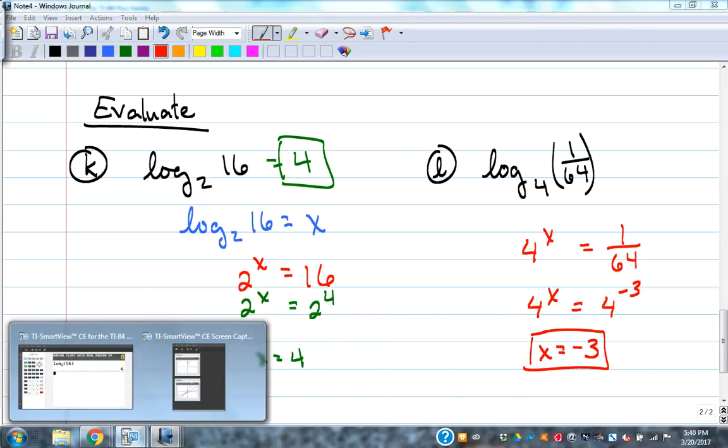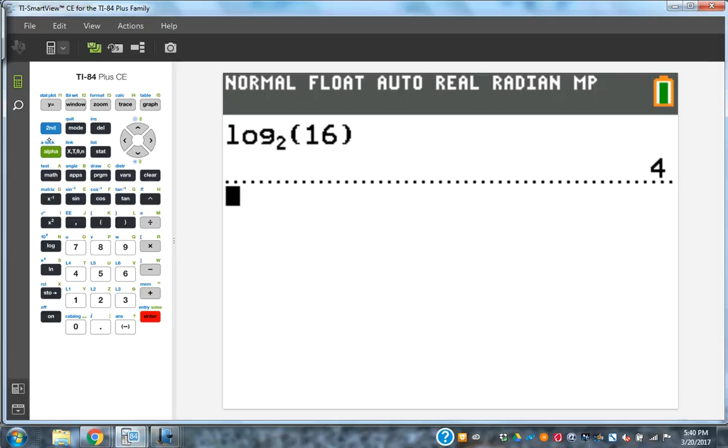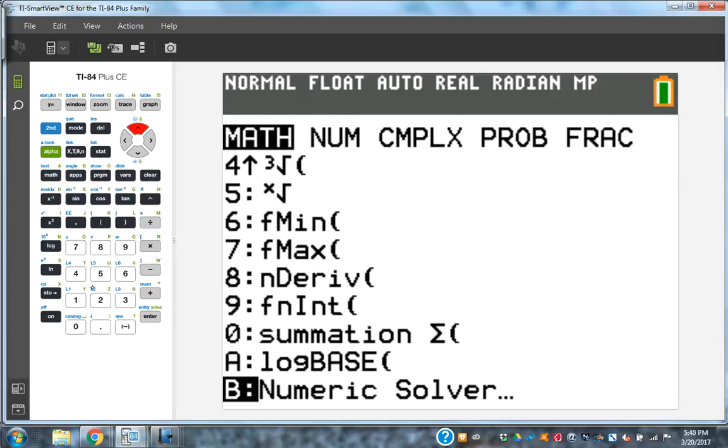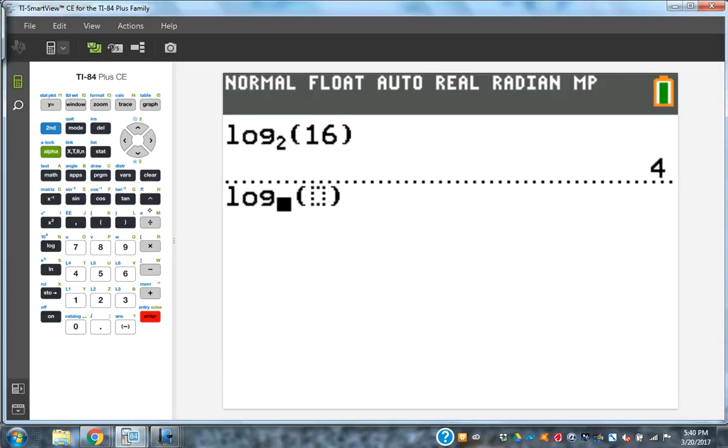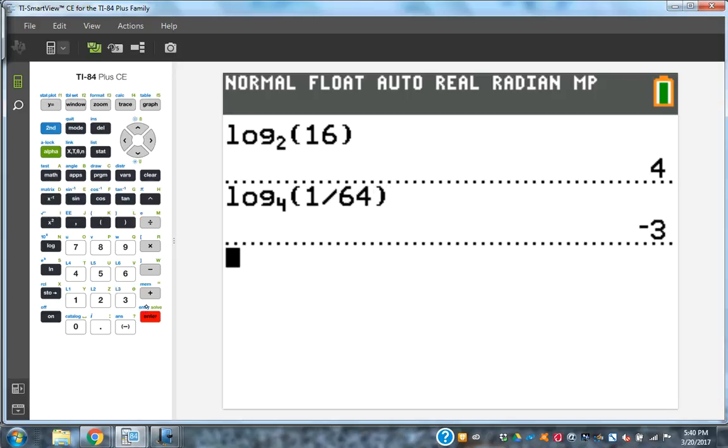But again, the calculator can help you. You're going to hit math, up arrow, go to log base, and then you put in the base that you're using. We're using base 4 this time, of 1 over 64. Negative 3. It can help you there. It's handy to know. It's not necessary that you have the calculator to do it, but I just want you to know it will do it. You've got a great piece of technology in your possession for this course. Okay. All right.